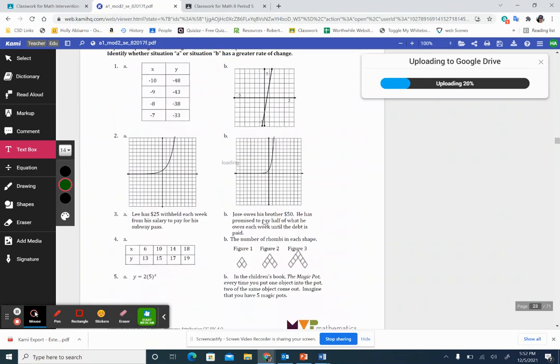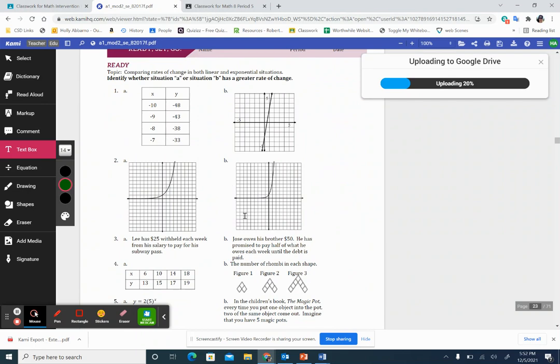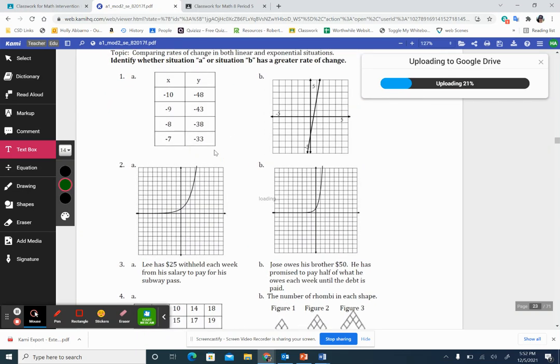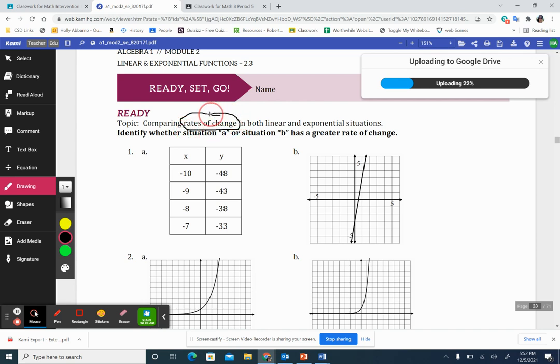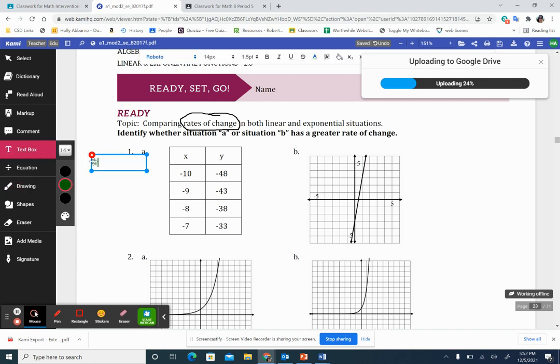Okay, 2.3 starts on page 19, so you should be on page 19. It is going to be talking about, it says compare rates of change. The best way to be thinking about rates of change is the bigger the fraction, the bigger the rate of change. So if I have 1/3 versus 2/3, 2/3 obviously is bigger than 1/3, the bigger the fraction.